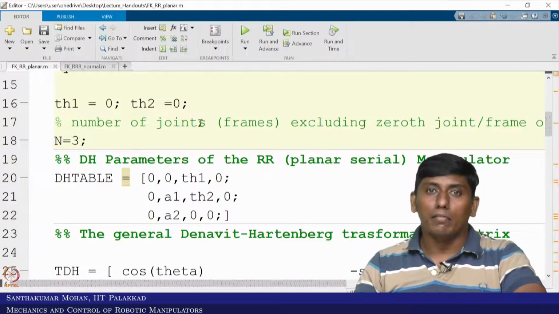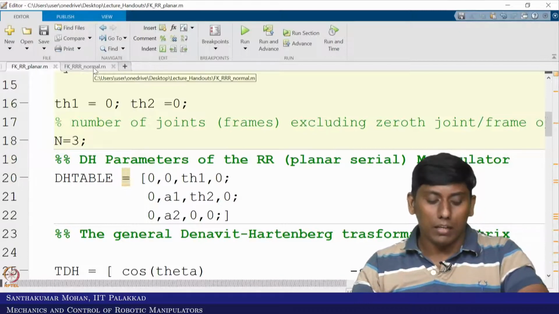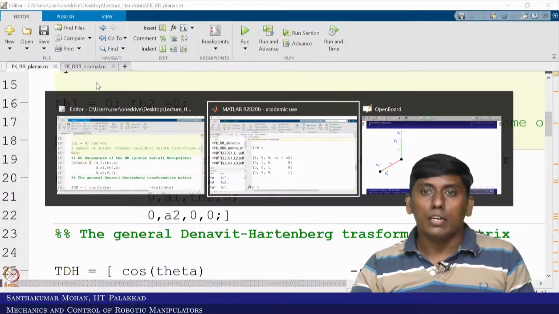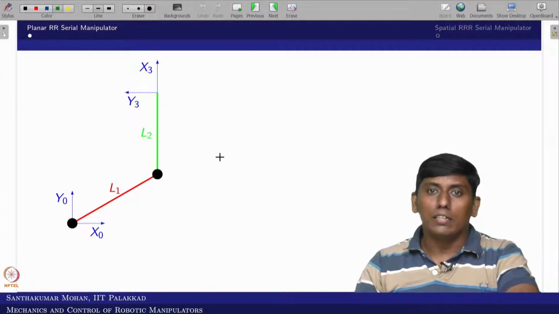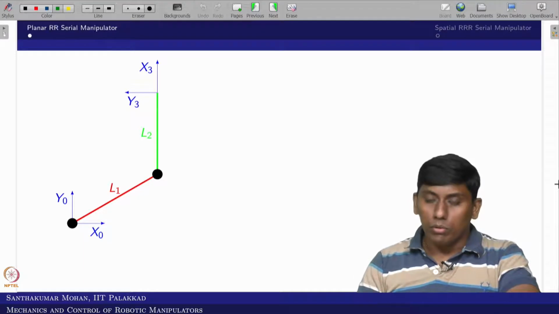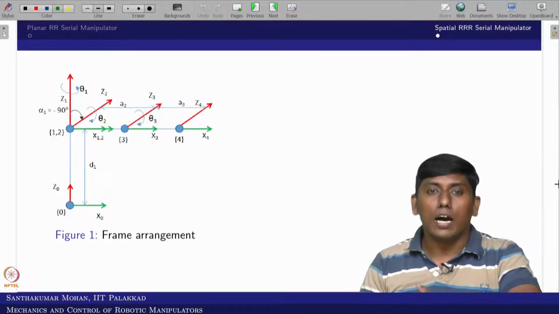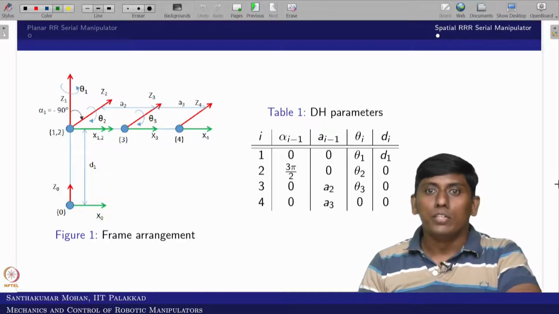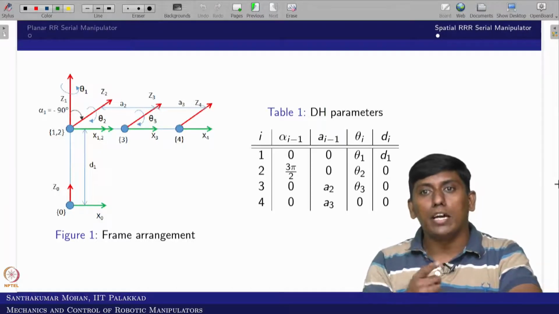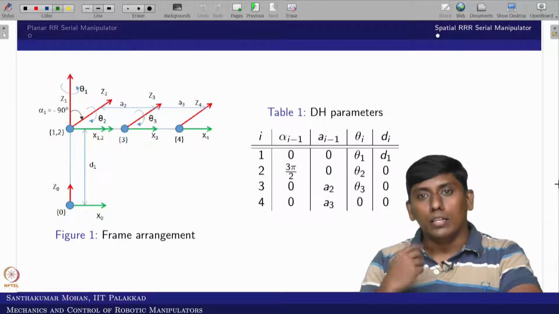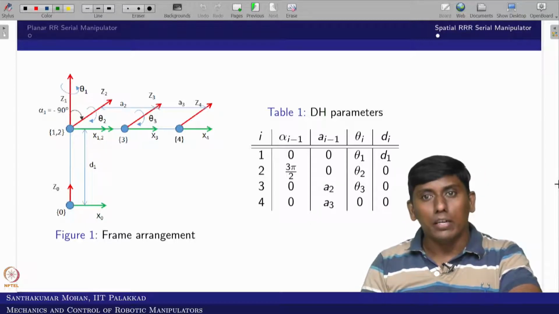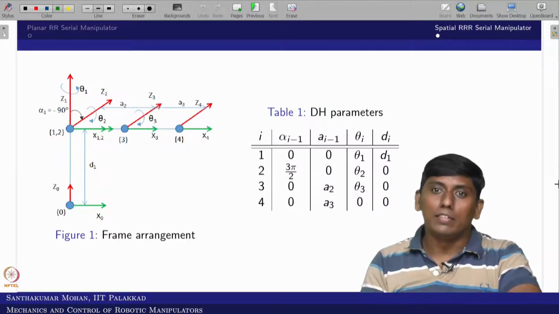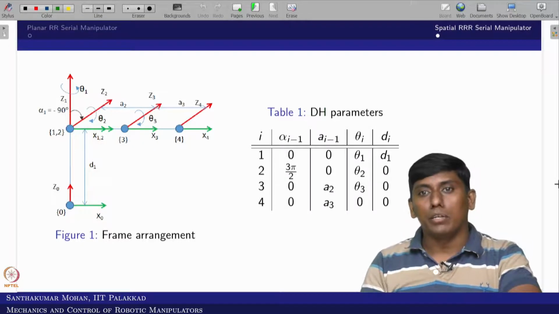So, for example, I have already written code for the RRR manipulator. Before that, I will come back to this slide set. You can see this is the RRR manipulator, and we have already found the DH table. If I put this DH table inside the new code which I have written, and modify the n axis to 4 and replace this DH table, I will get the forward kinematic solution.